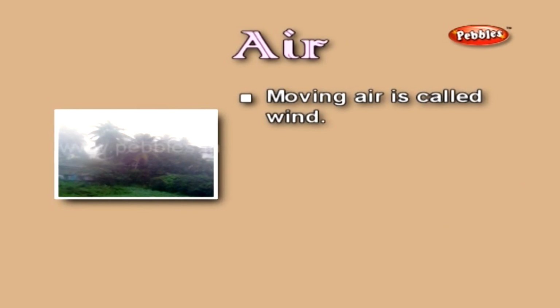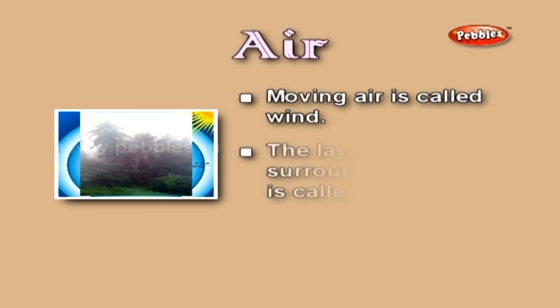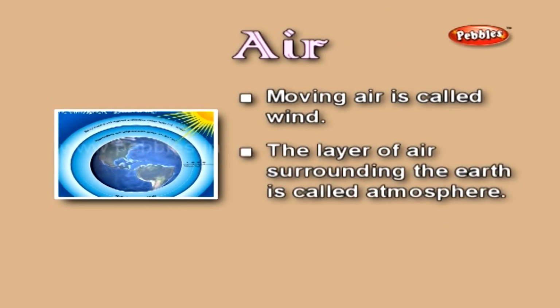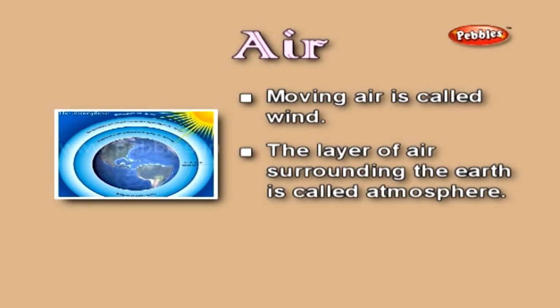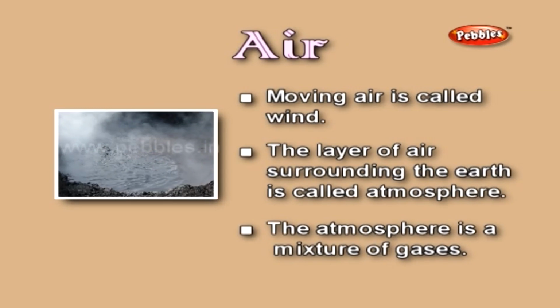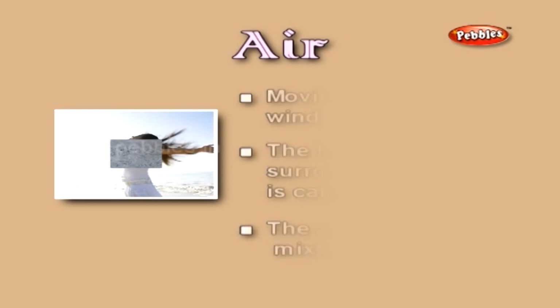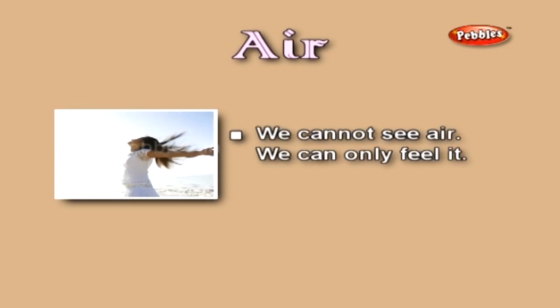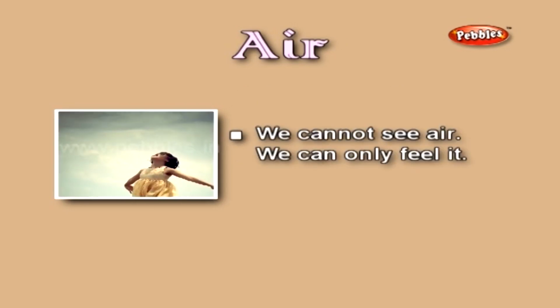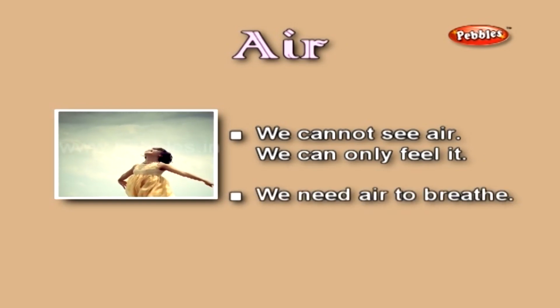Moving air is called wind. The layer of air surrounding the earth is called atmosphere. The atmosphere is a mixture of gases. We cannot see air. We can only feel it. We need air to breathe.